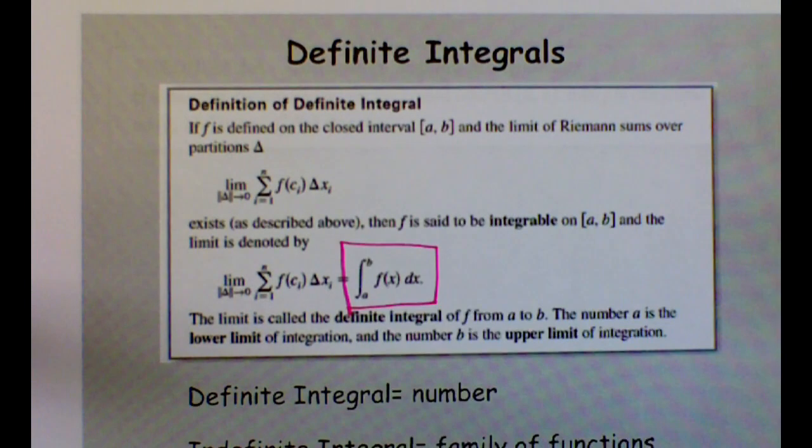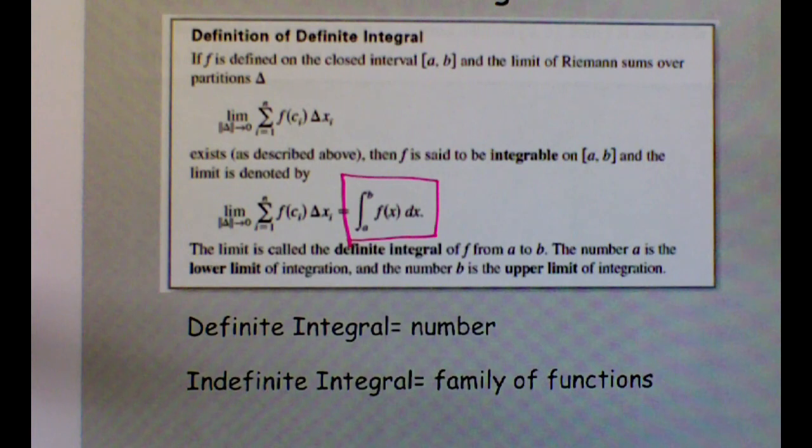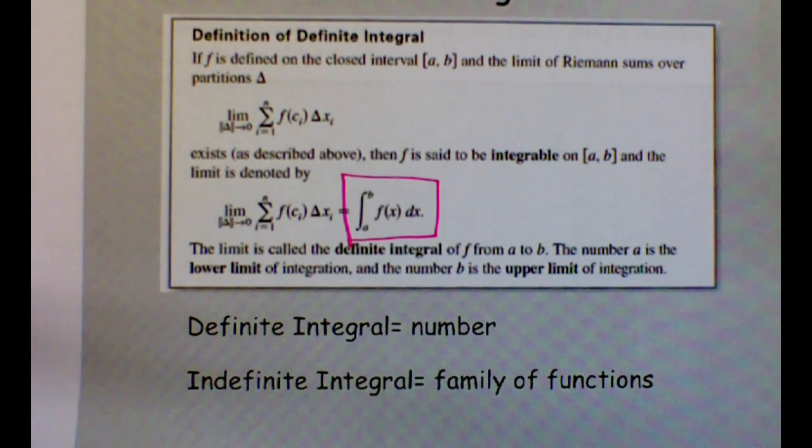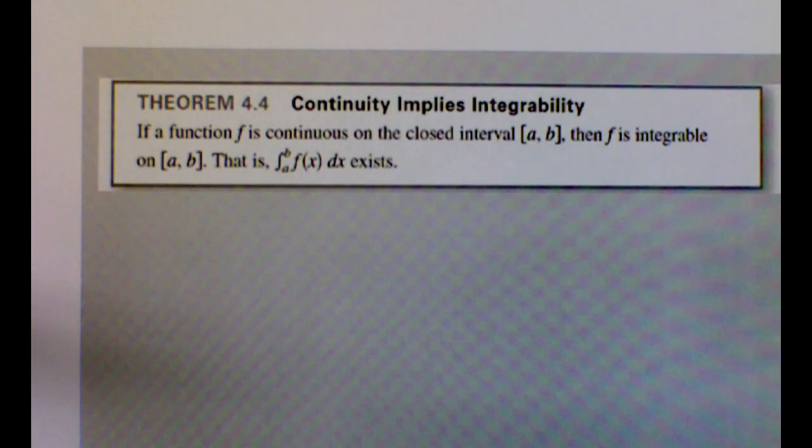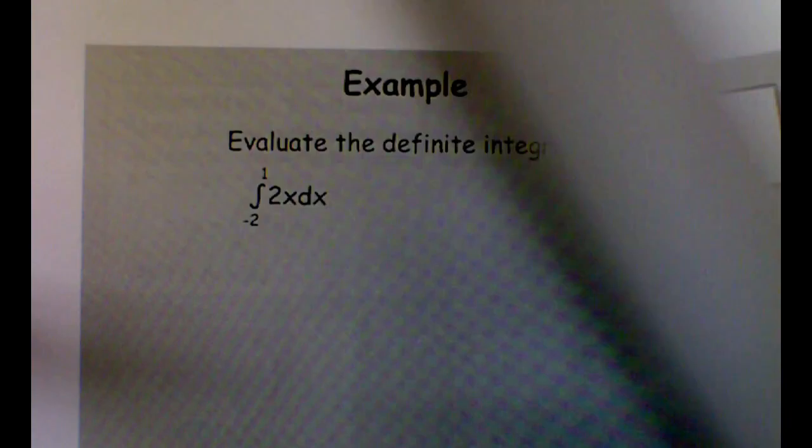Notice it looks a lot like our indefinite integrals, but this is a definite integral because it has a lower limit, which is a, and an upper limit, which is b. So a definite integral will give you a number. An indefinite integral will give you a family of functions. This theorem, continuity implies integrability: if f is continuous, then it must also be integrable, and the definite integral exists.